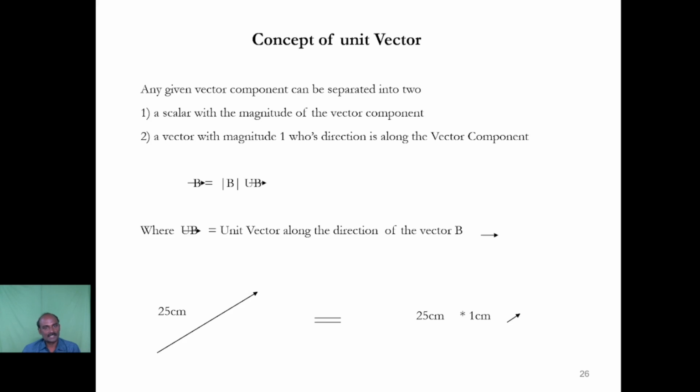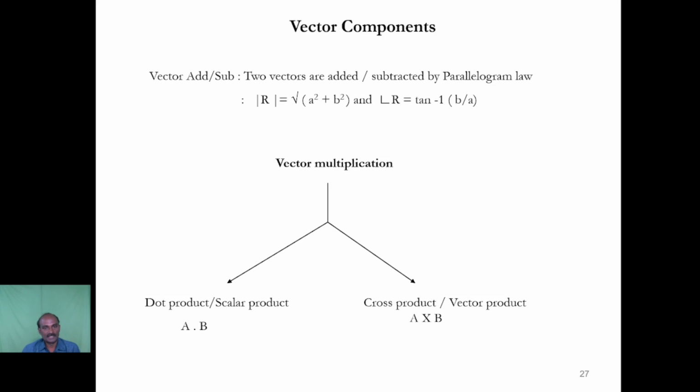Unit vector. A unit vector is a vector of unit magnitude directed along any given vector. So how to quantify the unit vector? Suppose A is a vector. Its unit vector is the vector divided by the modulus of that same vector. So the unit vector along a vector A is nothing but the vector A divided by the magnitude, the modulus of the vector A.